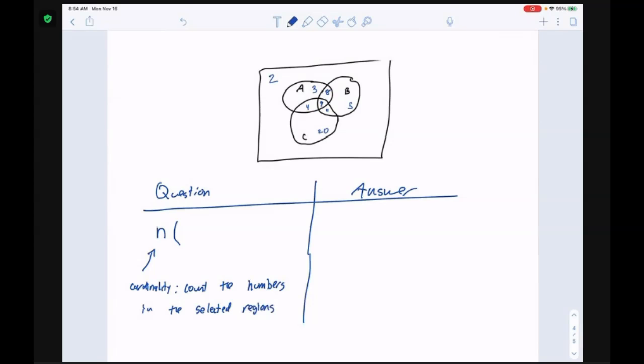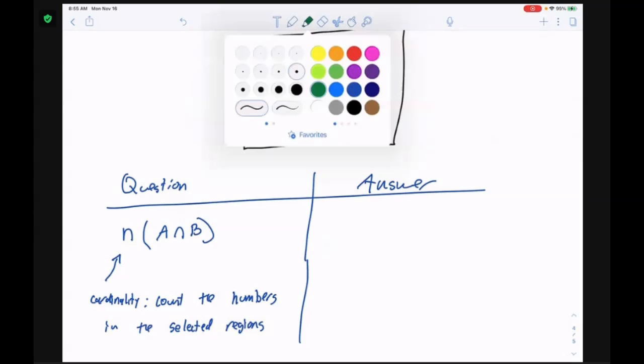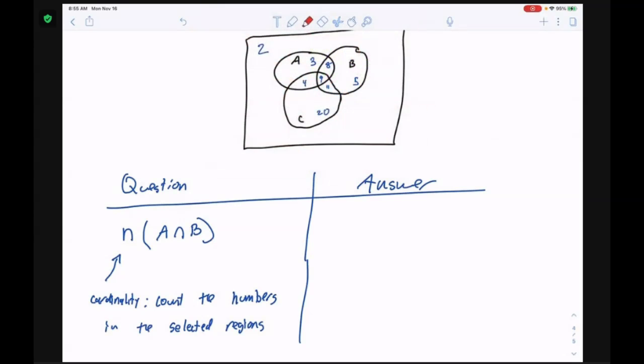So for example, let's do one that we just did, A intersection B. So we want what is in both A and B. That's what's in both circles, A and B. Which numbers are in both circle A and in circle B? 8 and 9. So you can see that it's this piece right in here. This is what's in both circle A and circle B.